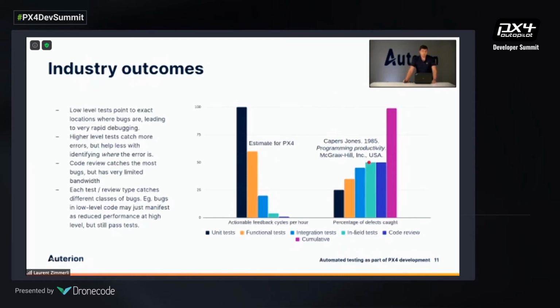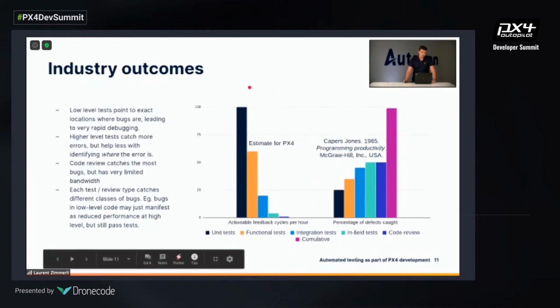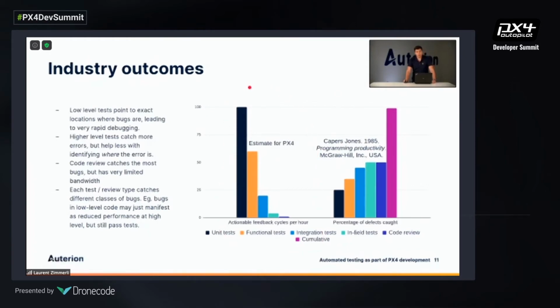However, the cumulative effect of having all of these different layers of testing and review add up to around 99% of bugs. So if you're only doing some of these, you're probably not going to catch as many bugs as you could be. And this ties in quite well with how many actionable feedback cycles you get per hour. With a unit test, if something breaks, then you know almost down to the line what is broken. With a functional test, you probably know within 100 lines where the bug is. Integration tests, it could be pretty big.